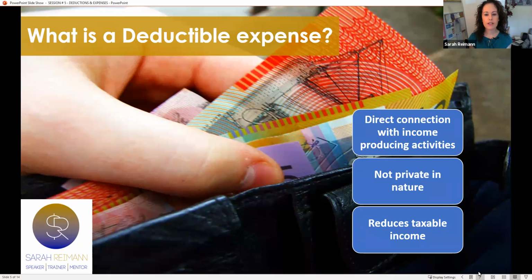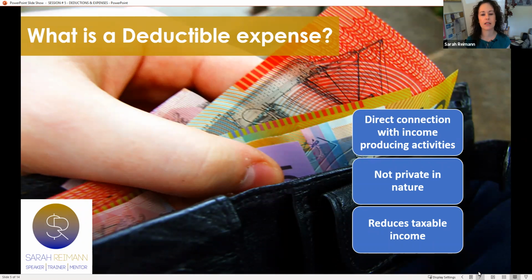So first up, what is a deductible expense? A deductible expense is an outgoing that has a direct connection with income producing activities of you as the business owner. So it's something that is not private in nature and it's something that can reduce your taxable income. You also must have spent the money yourself, and you mustn't have been reimbursed by someone else. You must have a record to prove this, in the form of an invoice, receipt or a credit card statement.